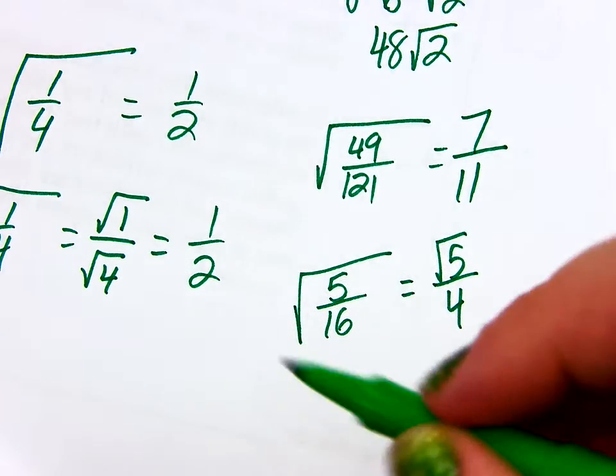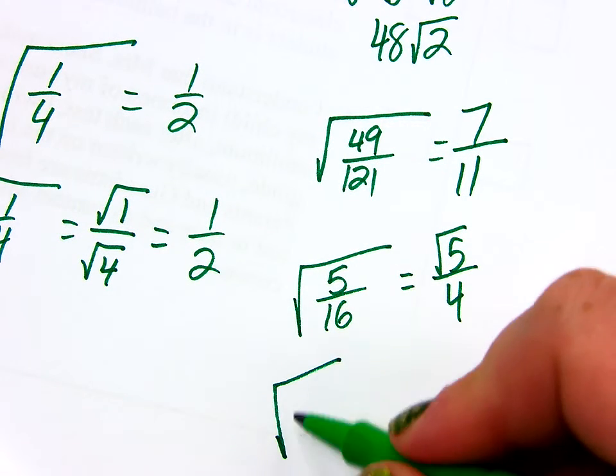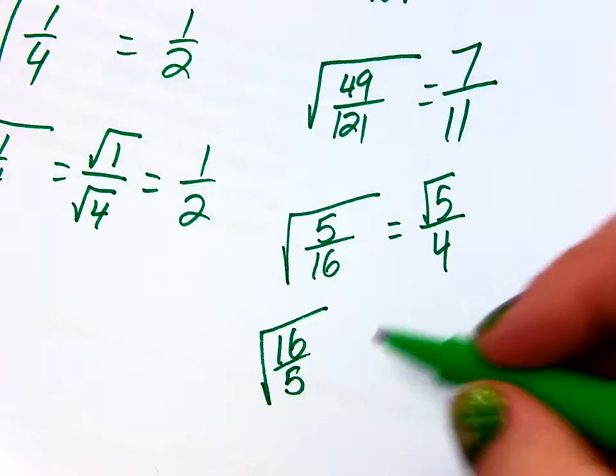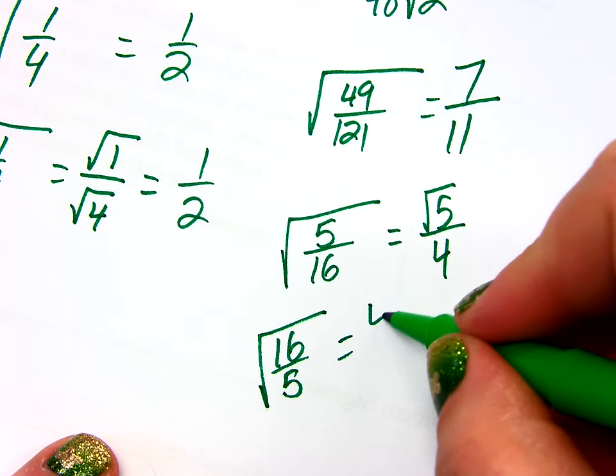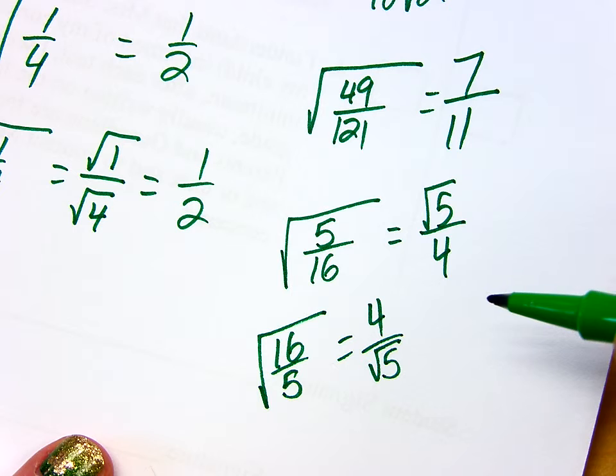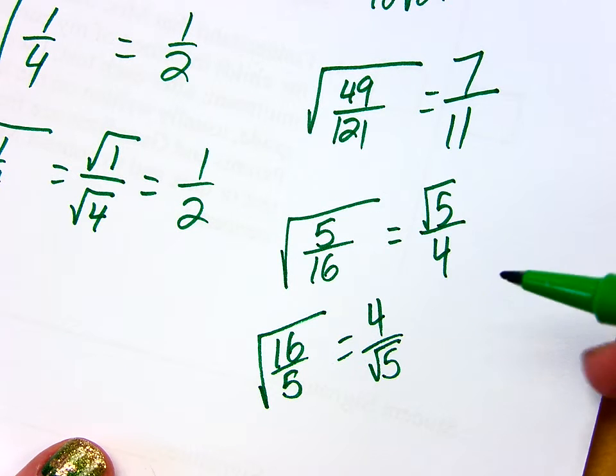Do you remember? So let's just flip this around. Say I had asked you for the square root of 16/5. Well, the beginning part's easy. That just gets me 4 over the square root of 5. Do you remember how to fix this? How?